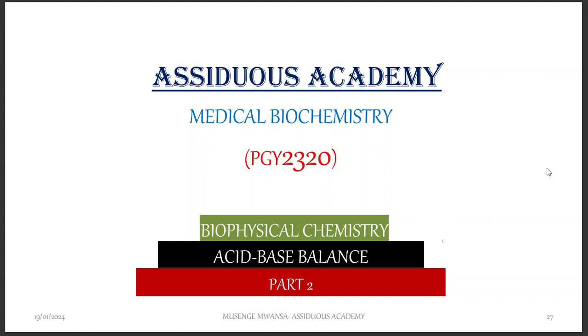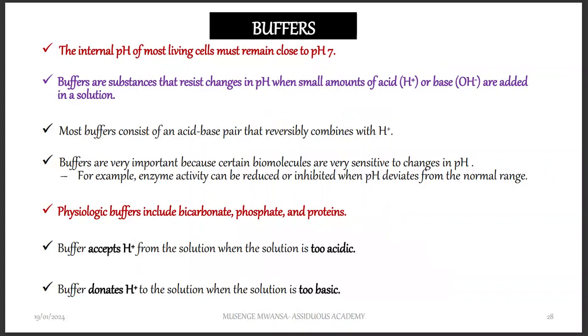Okay, so now the second part, acid-base balance. So basically we want to talk about buffers. Now in our bodies we have got enzymes. Enzymes are basically proteins, and these proteins work in a certain pH, just like in a certain temperature. And these enzymes will work well at an optimum temperature and at an optimum pH. Meaning if you change the pH very much, those enzymes will stop to work.